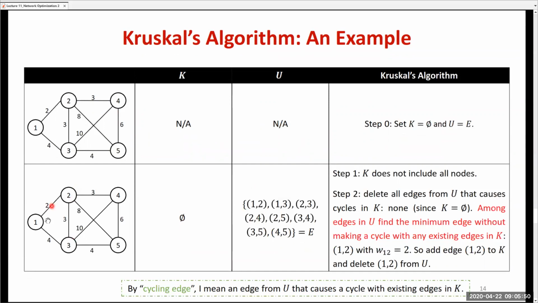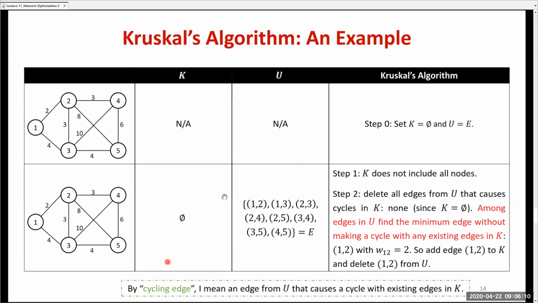I have 1-2, I have 1-3, I have 2-3, I have 2-4, I have 2-5, 3-4, and then what else do I have? Let me see here. Okay, 3-5, and 4-5. So totally, I have 8 edges. You can clearly see it. I put everything into U, which equals the total edge set E.